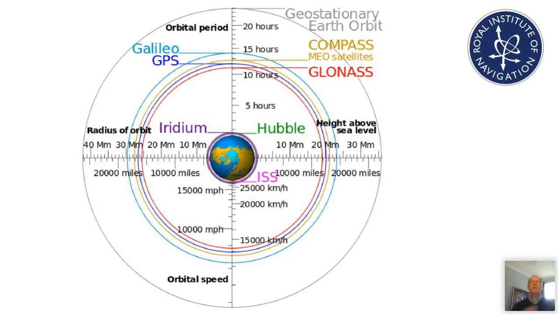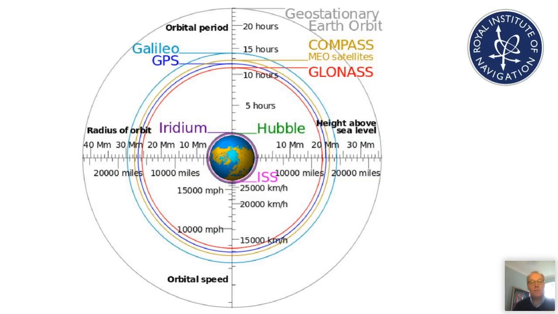But if you think about 12 hours for an orbit, and the Earth's obviously rotating at a different frequency, you can imagine that the satellites are moving very quickly, several thousand kilometers an hour, I believe, above the surface of the Earth. So all these satellites are moving very quickly, and they're in medium Earth orbit.